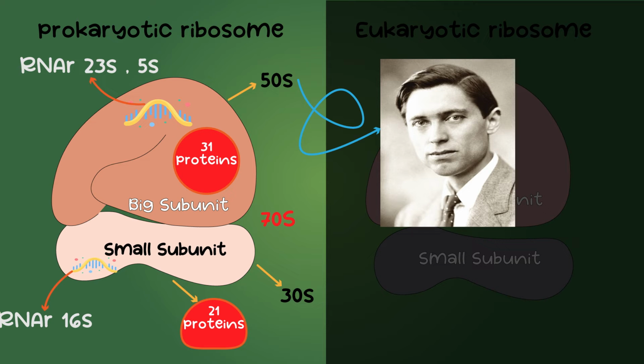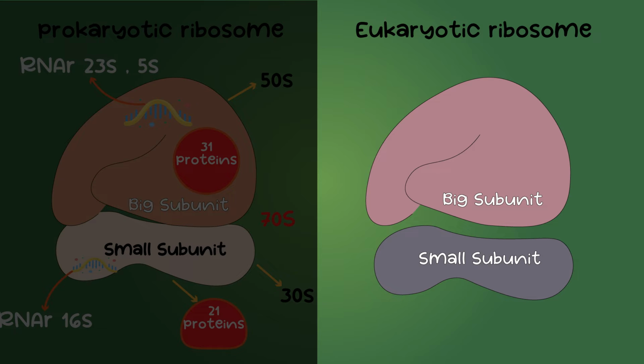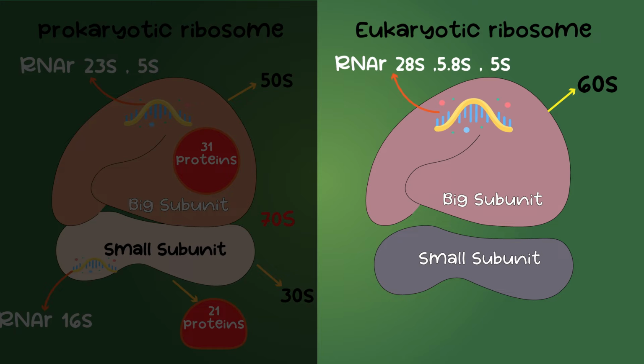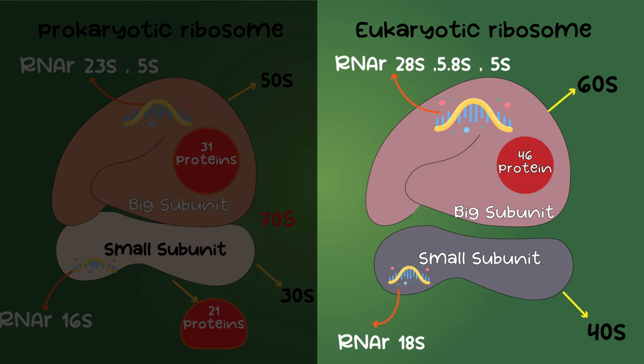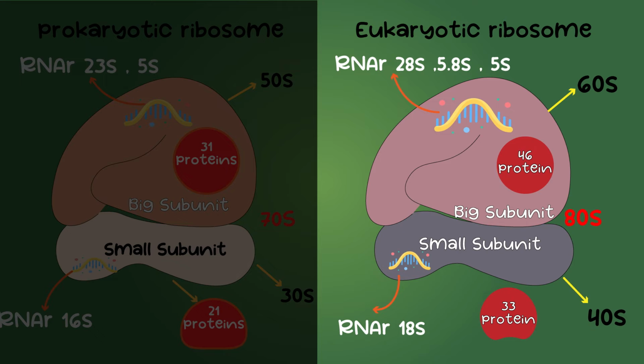Now let's talk about the eukaryotic ribosomes. The big subunit is made of 60S and RNA R28S, 5.8S and 5S, and a total of 46 proteins. In the small subunit we get 40S of sedimentation and RNA R18S and a total of 33 proteins, and the total of sedimentation when the big and small subunits are united is 80S.